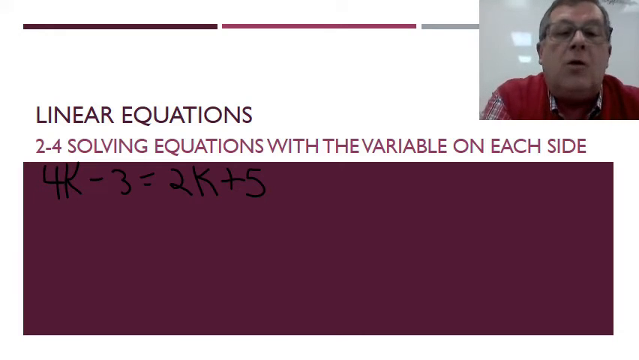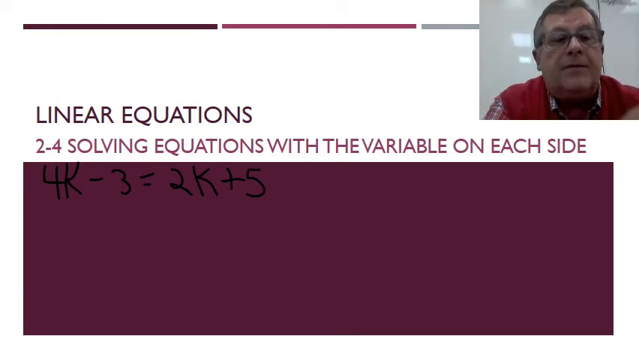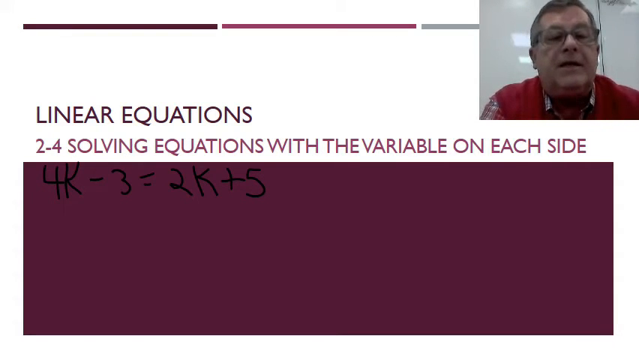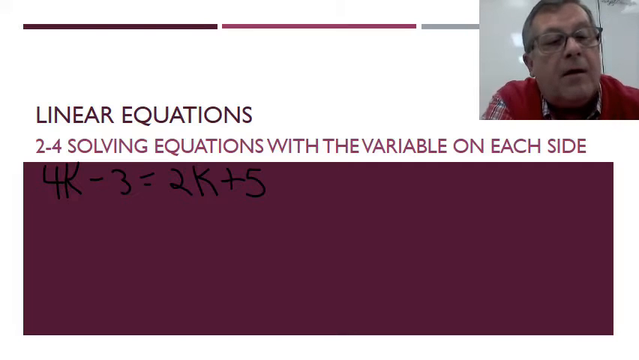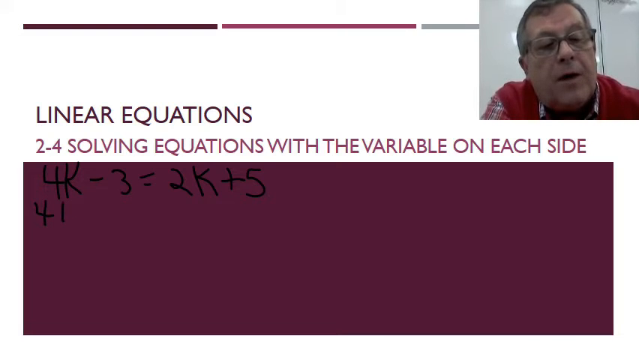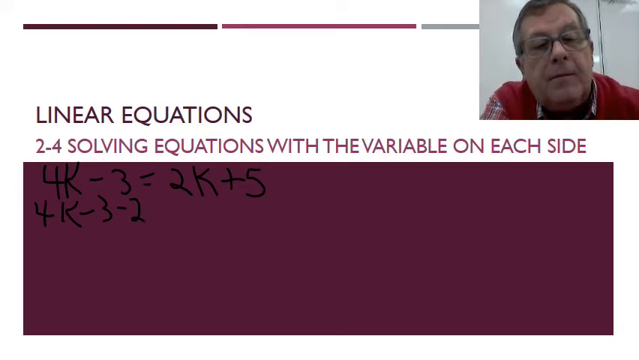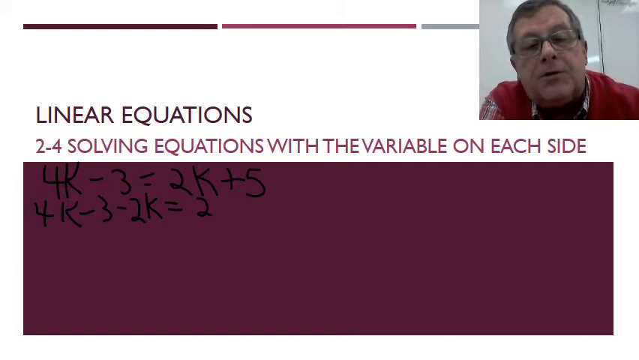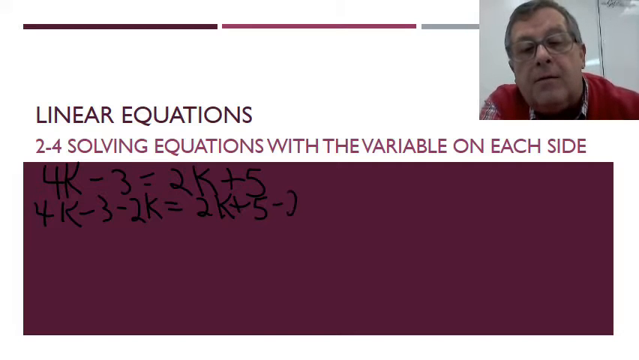Now, here's what our first goal is. Our first goal is we want to get the variables, in this case, the terms that have a k in it, by themselves. So let's see if we can do this step by step here. Let's first subtract 2k from both sides. So I got 4k minus 3 minus 2k. I want to get my k's all on one side. So I got 2k plus 5 minus 2k.